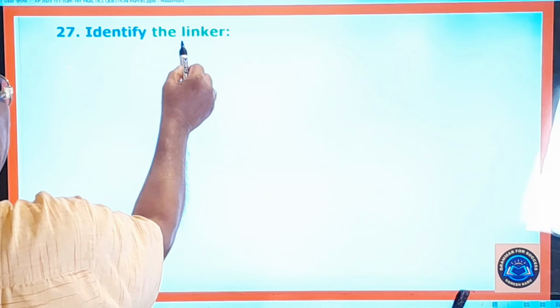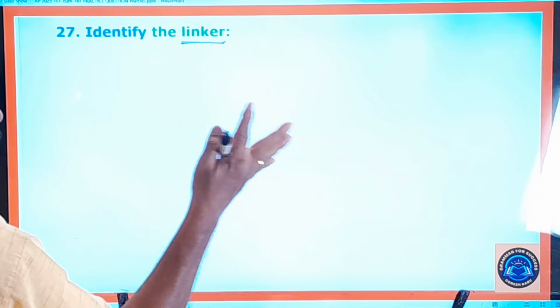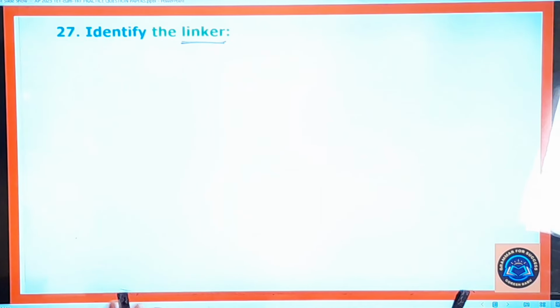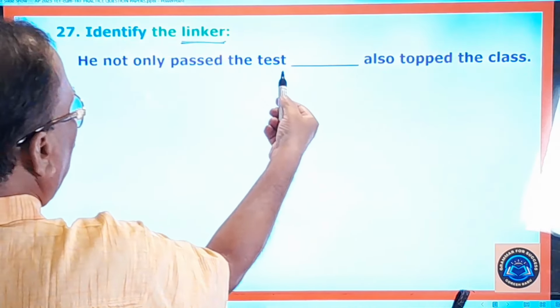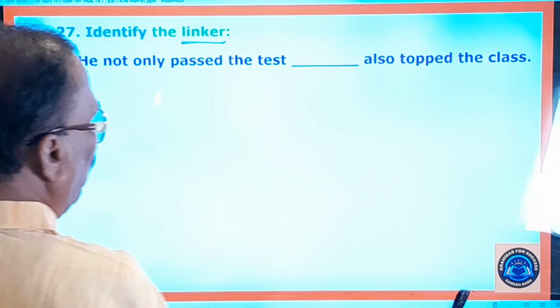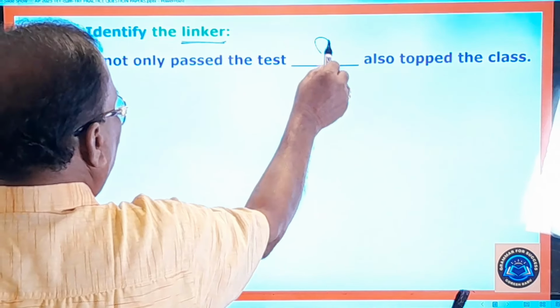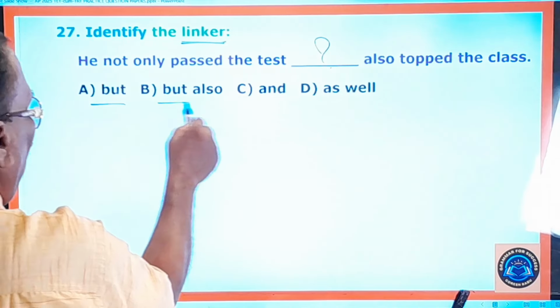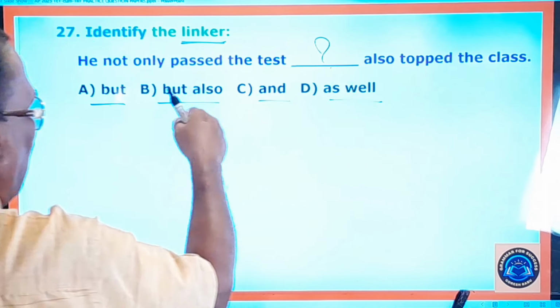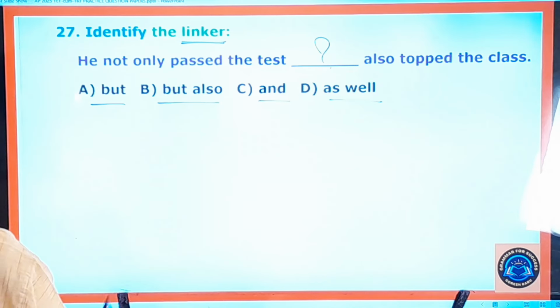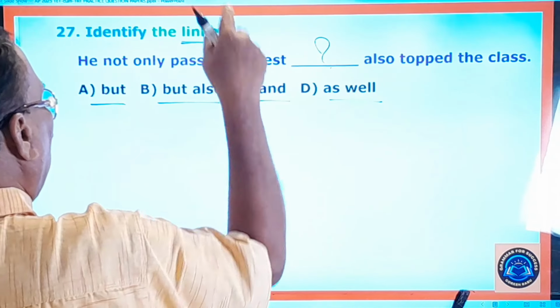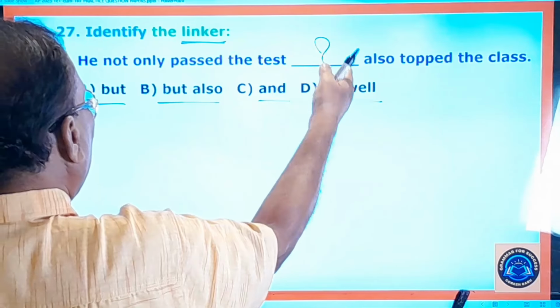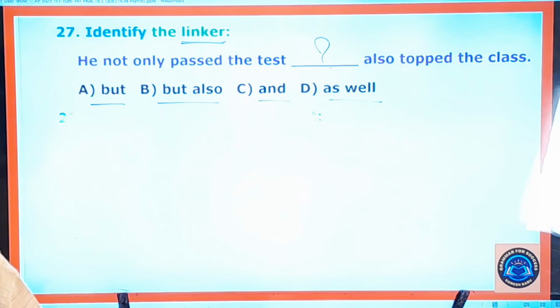27th question. Identify the linker. Linking words are called linkers, or in other words, conjunctions or connectors. So he not only passed the test, dash also topped the class. Some blank is given here, and let us now look at the given options. But also, and as well. So these are the options given, and you have to choose the relevant linker in that blank. And you go to the next question.